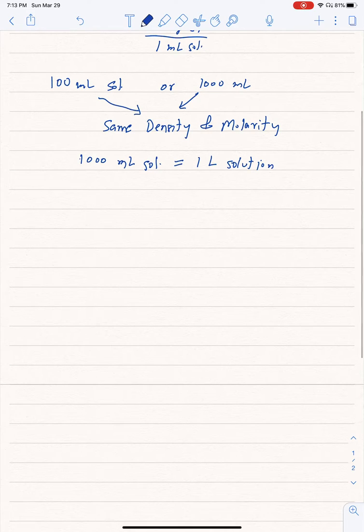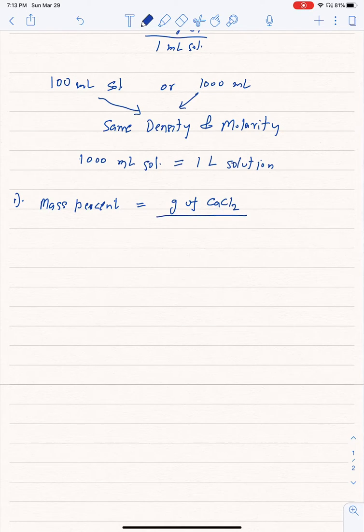Okay, now let's start out with calculating the first one, which is the mass percent. By definition, the mass percent is going to be the grams of the solute, which in this case is calcium chloride, divided by grams of solution, times 100. Well, we don't know the grams of solution either. I don't have the value for the grams of calcium chloride, and neither do I have the value for the grams of solution. However, what we do know is we are starting with 1000 milliliters of solution. That's what we pretended we're going to be using.